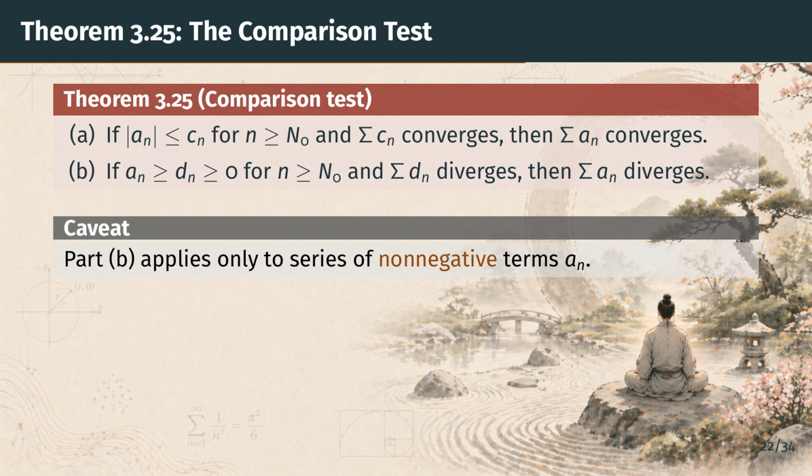Part B is the divergence half. If the terms a sub n are non-negative real numbers, and they dominate another non-negative sequence, d sub n, whose series diverges, then the larger series of a sub n diverges too. The gray caveat is important. Part B only makes sense for non-negative real terms.